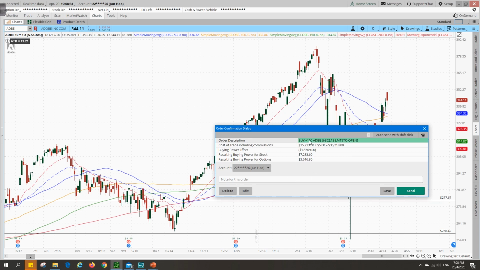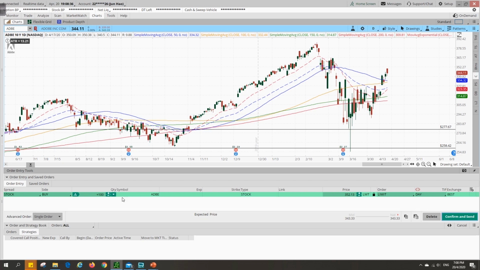If that's too much for you, then you can click on edit. And then it will pop up the controls for you to fine tune your orders. So you can change the number of shares here. You can change the buy or sell here. And the price that you would like to buy at over here. So let's say we want to buy at $344. And you can see that this is currently a limit order. And we are on the buy side, so this is a buy limit.